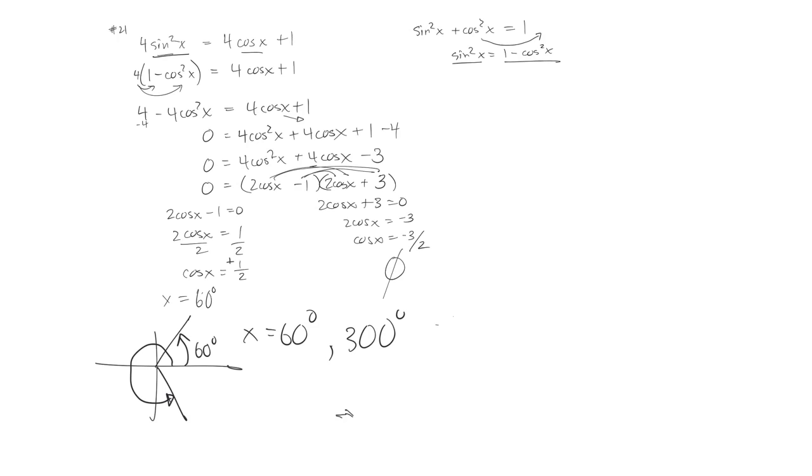Now, in the question, I'm not sure if it gave me a domain or a range, so you might have to go plus 360k, or you might have to change it to radians, so it'd be pi over 3 and 5 pi over 3, and if they need this, you do plus 2 pi times k, something like that. Okay, hopefully that helps you.